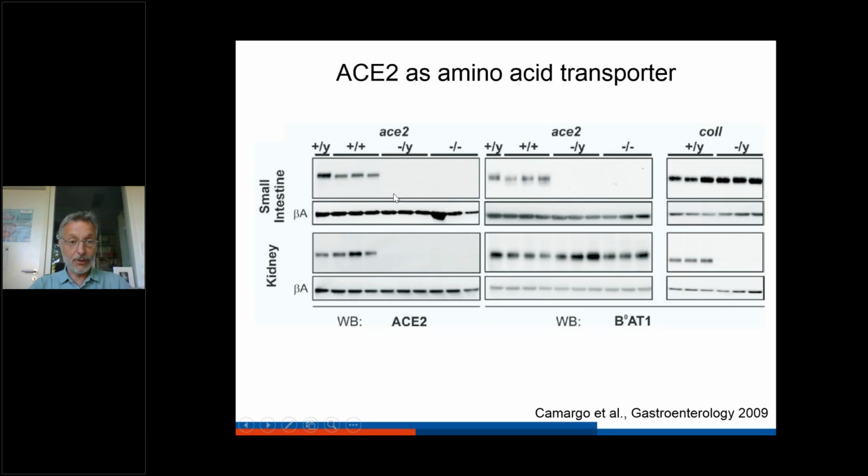So here's a Western blot showing the very same thing. In normal animals, you see ACE2 being there in the small intestine and the kidney.